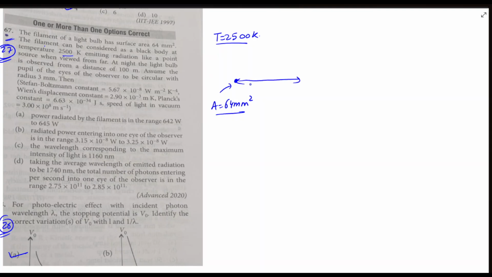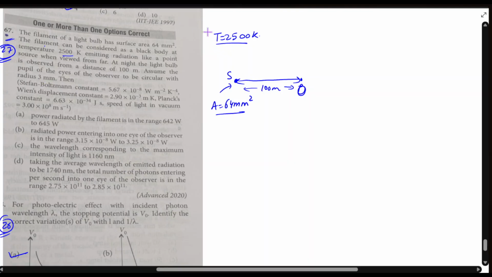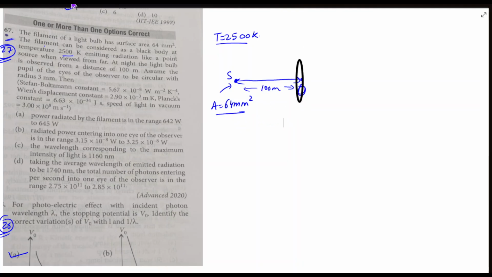So from here, this is a point P, where the observer is. This is the source, and this distance is 100 meter. Now assume that the pupil of the eye of the observer is circular with a radius of 3 millimeter. So we have an eye like this. Let me make the eye like this. Okay, so this is our eye.